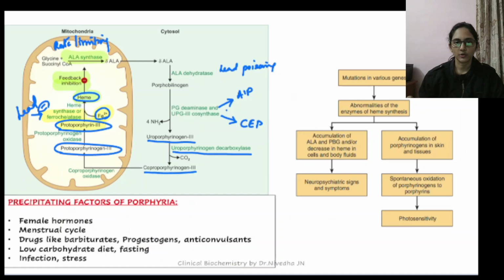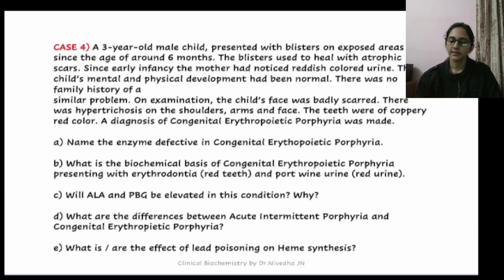That's why we give glucose and hemin in case of porphyrias, right? So this is about your porphyria. So porphyria is very, very important. Acute intermittent porphyria is most common, and it has the maximum chance of being asked, right?